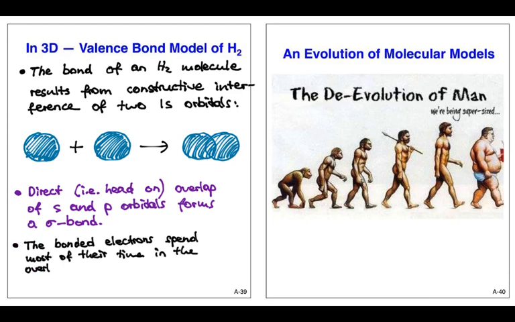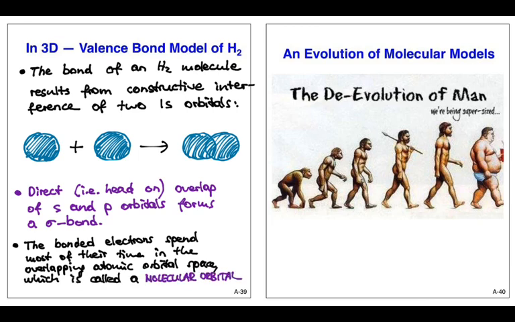Now in this case, because both 1s orbitals are overlapped in a constructive interference fashion, the electrons actually spend most of their time in the middle between the two nuclei, and that's why we formed a bond. And so this overall orbital space where the electrons are now is delocalized over the whole molecule. It's called a molecular orbital.